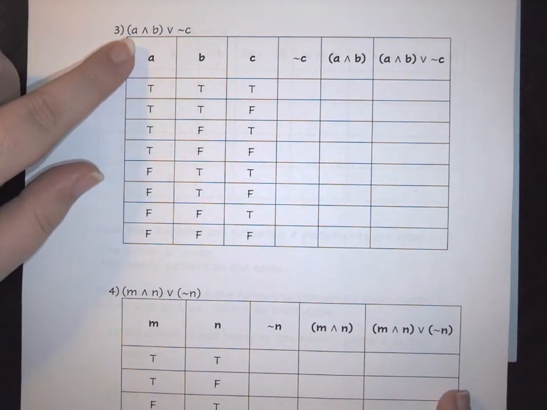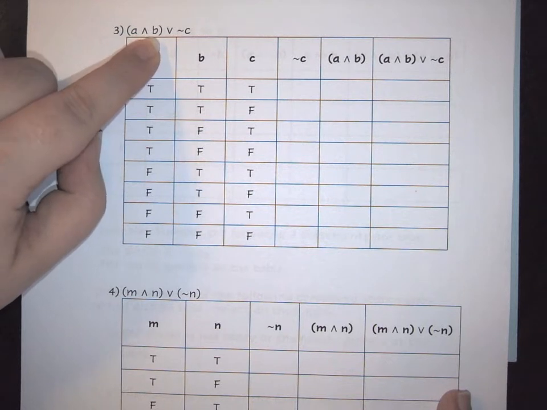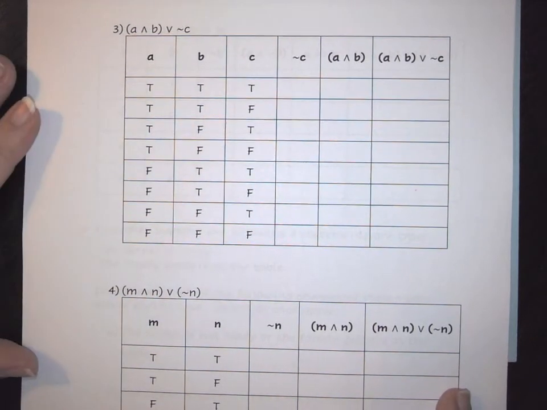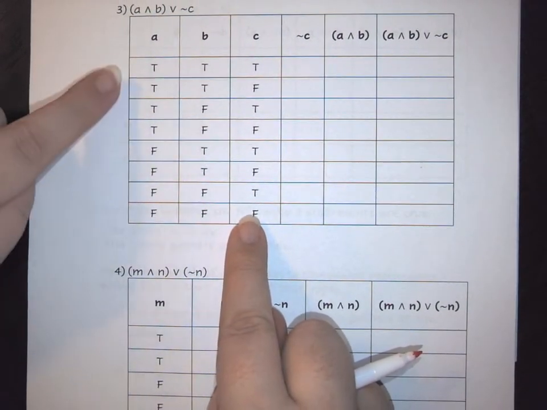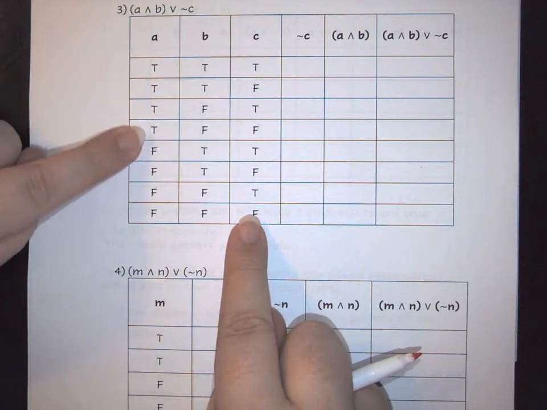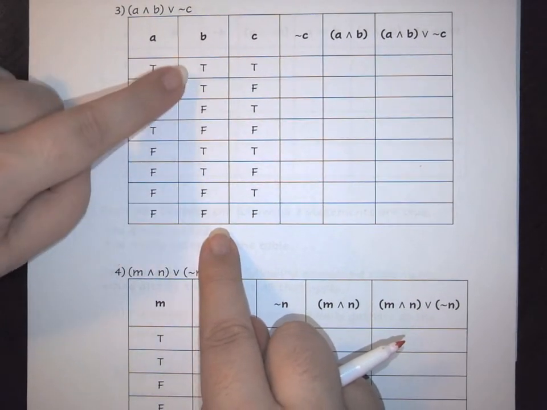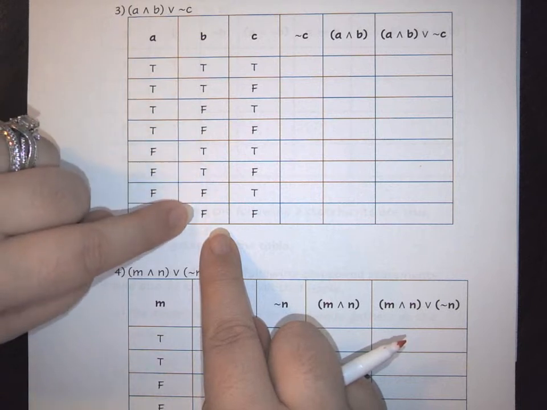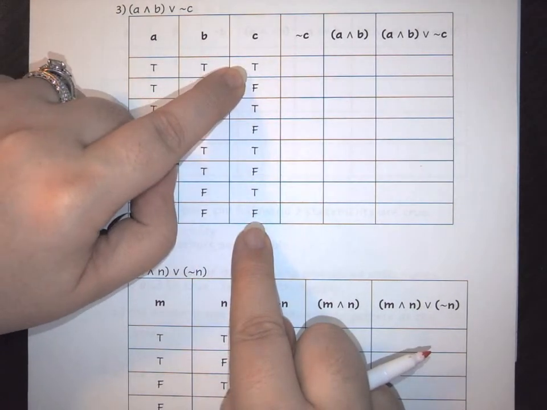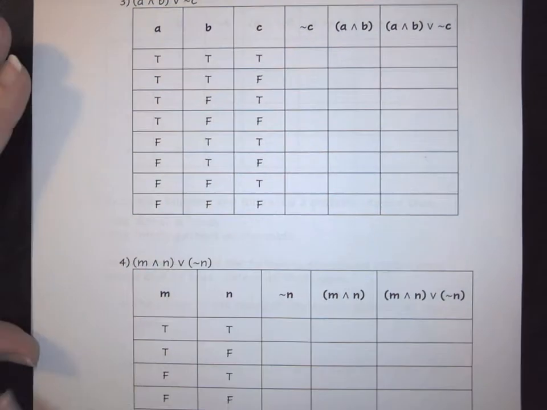Here I have the parentheses A and B or not C. So I've given A, B, and C, and so you can see how this expands. For C, A, all of my trues are together, all my falses are together. For B, we have the opposite, but notice it's in pairs. So true, true, false, false, true, true, false, false. And then C gets down to every other one. Okay, so that's kind of how it works.